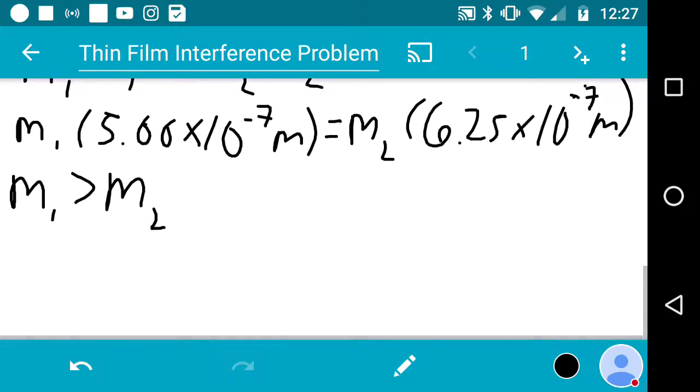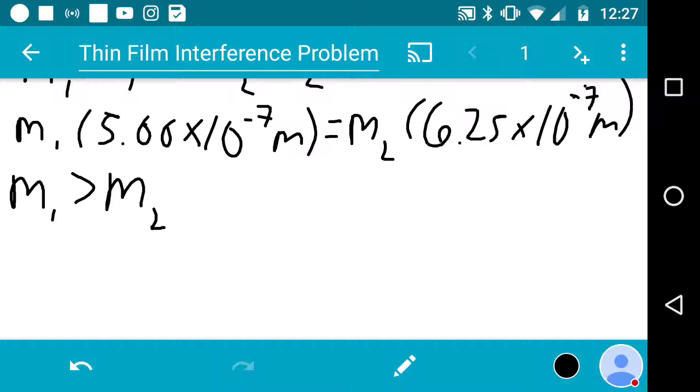And we can see immediately that the natural choice might be to do m1 equals 2, m2 equals 1. But that would give us 1 times 10 to the minus 6 on this side, and then the right hand side would still have the 6.25 times 10 to the minus 7 meters, so that's not going to work. So you can guess a few values.